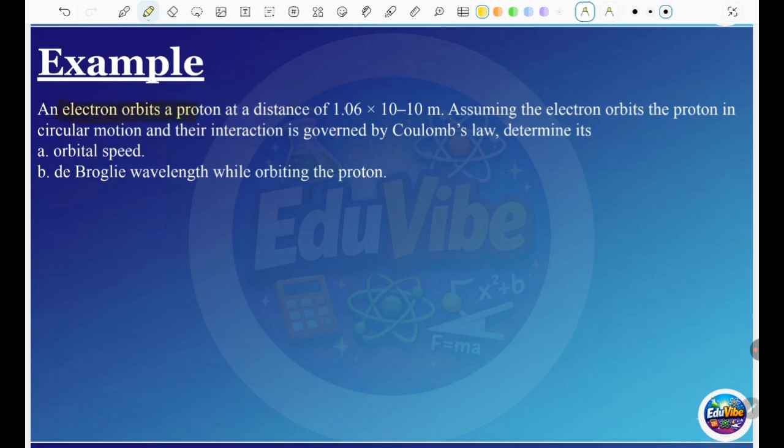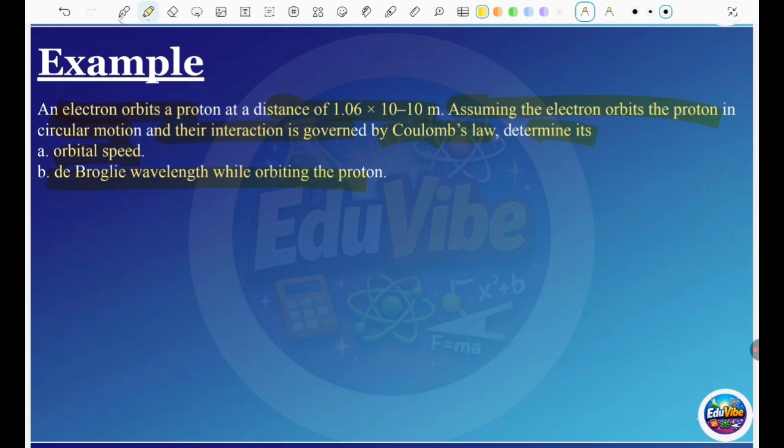An electron orbits a proton at a distance of 1.0 times 10 raised to minus 10 meters. Assume the electron orbits the proton in circular motion and the interaction is governed by Coulomb's law. Determine its orbital speed and the de Broglie wavelength after orbiting the proton. So they are governed by Coulomb's law. So what is Coulomb's law?